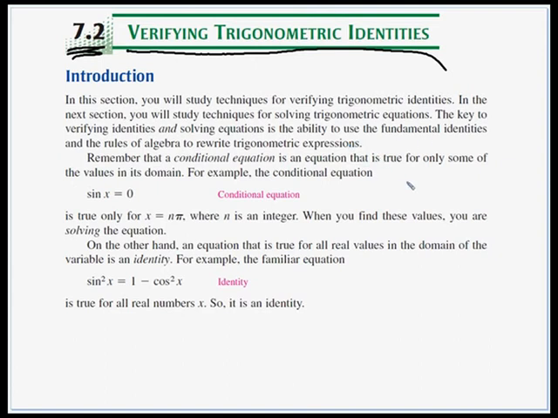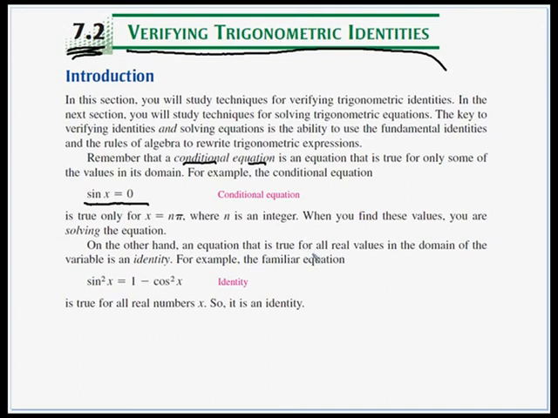You know, in calculus we might have some trig expression that's pretty complicated that we want to perform some operation on. And it really helps if we can simplify that trig expression first and then perform the calculus operation on it. Remember that a conditional equation is an equation that is true for only some of the values of the domain. For example, the conditional equation sine of x equals 0 is true for n times pi, like 1 pi, 2 pi, 3 pi, 4 pi, where n is just some integer. When we find these values, we are solving the equation.